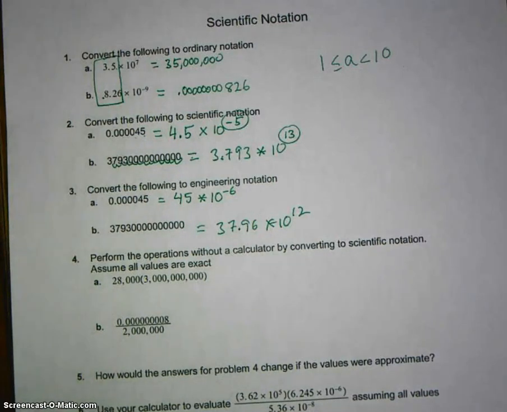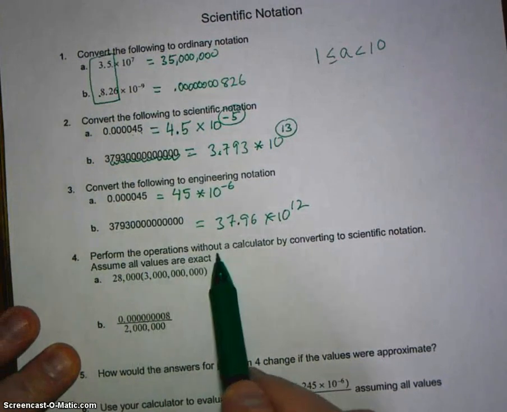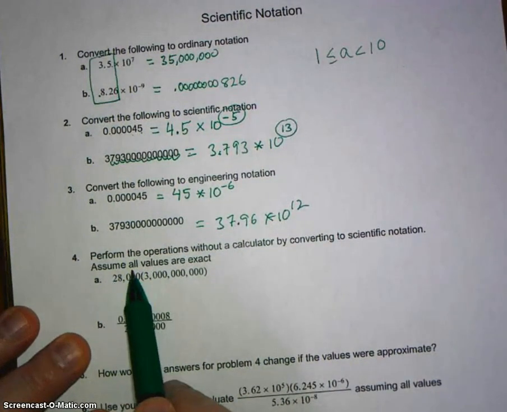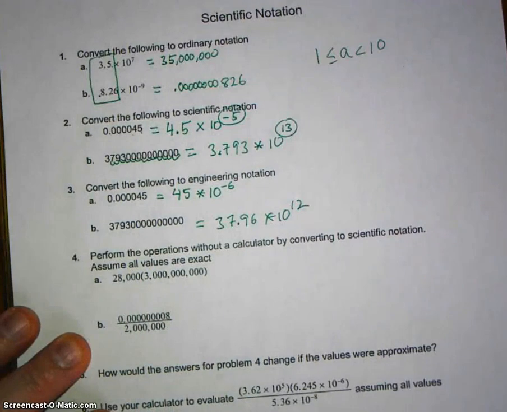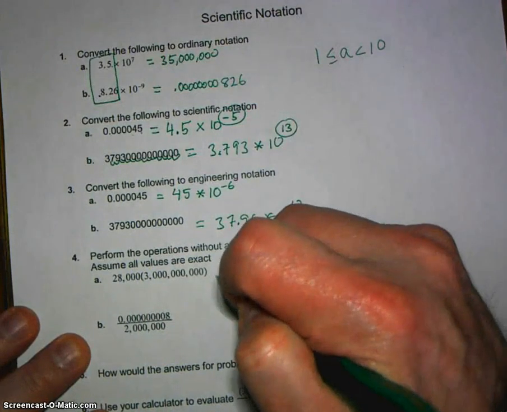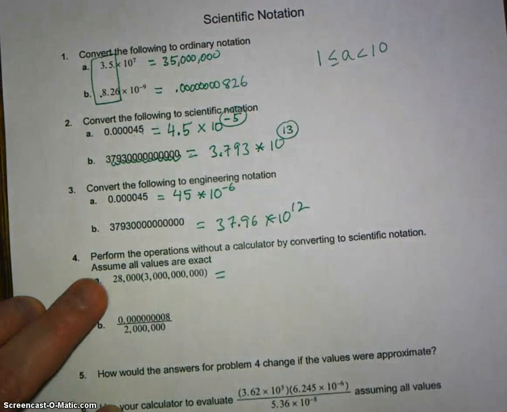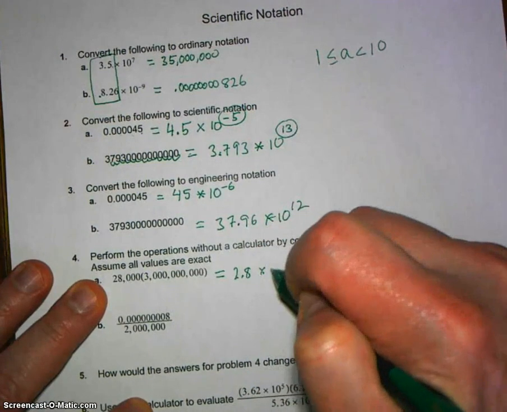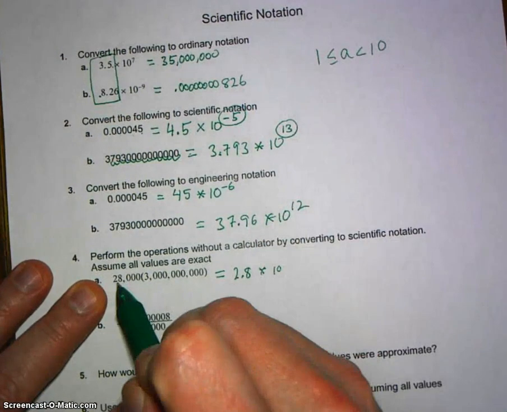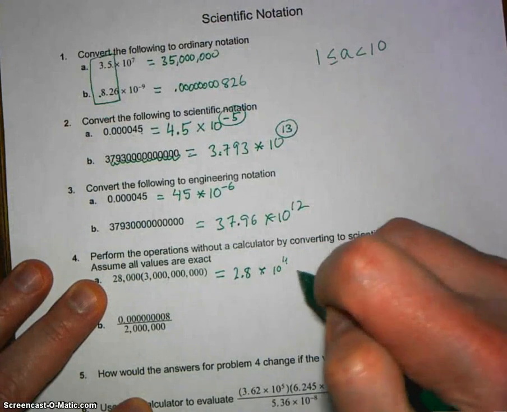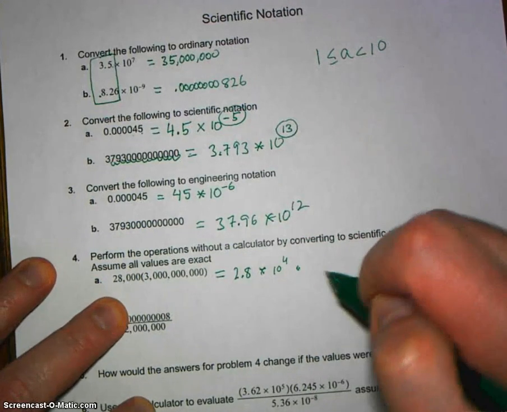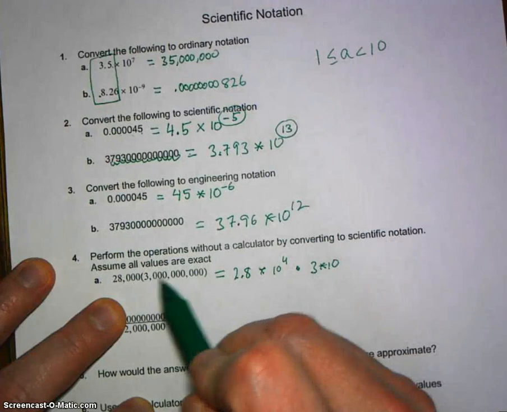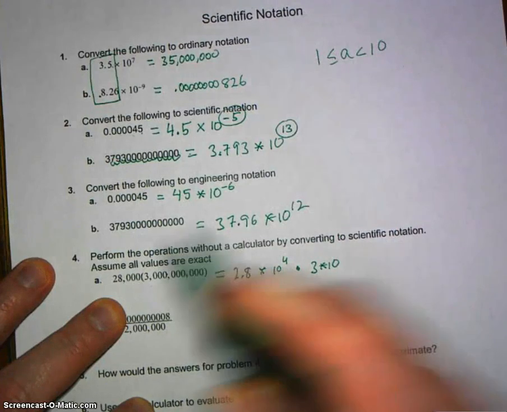So, all right. Perform the operations without a calculator by converting to scientific notation. Assume all values are exact. All right, so what they're telling me to do is put it in scientific notation first. So this would be 2.8 times 10 to the 4th. And then we're going to multiply that by 3 times 10 to the 1, 2, 3, 4, 5, 6, 7, 8, 9.